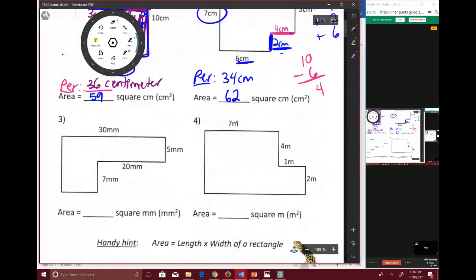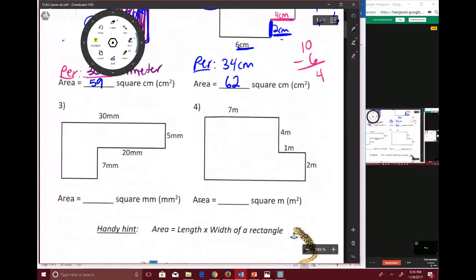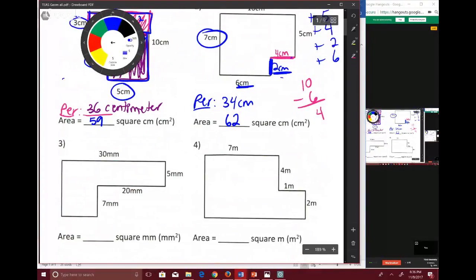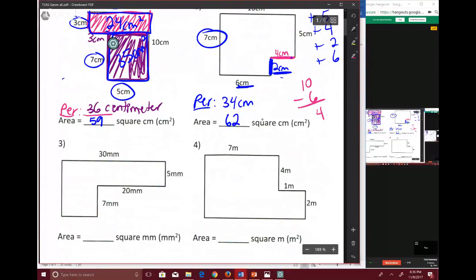Now you can pause the video to do 3 and 4. I'm going to run through the answers to 3 and 4 very quickly because I've still got several things to cover and not a ton of time to cover it all in. So I will go through those answers now. Pause me if you have not done those 2 problems.